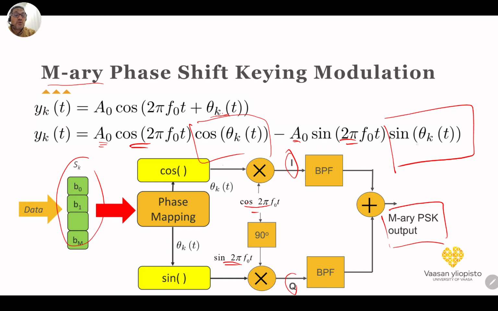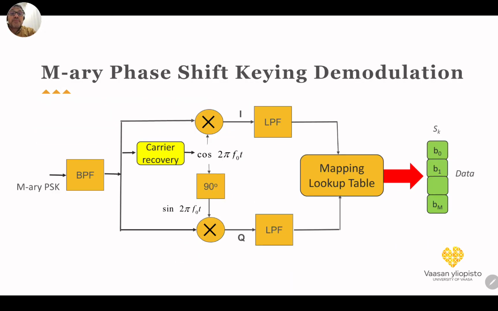Of course, then we can use an up converter of the frequency, and after that maybe a power amplifier, and then the antenna. This is how to generate the M-ary phase shift keying. How to demodulate it is also very easy.